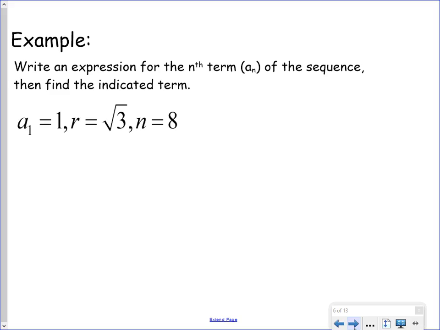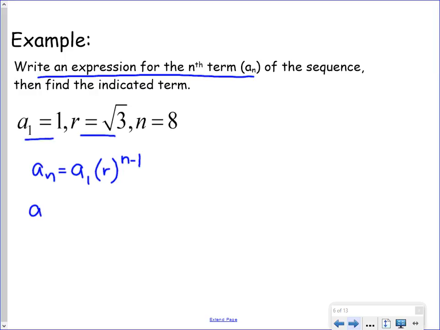So let's put that to use in an example where we're being asked to write the expression for the nth term of a sequence and then find the indicated term. So we're being asked to do two things. The first thing I'm going to do is write the expression for the nth term. So I'm going to model that after the formula that we just saw. a sub n equals a sub 1 times r to the n minus 1. Well, do I know my first term and my ratio? Yes, just plug them in. a sub n equals 1 times the square root of 3 raised to the n minus 1. And certainly you could write that as just the square root of 3 raised to the n minus 1. You don't really need the 1 in the front.